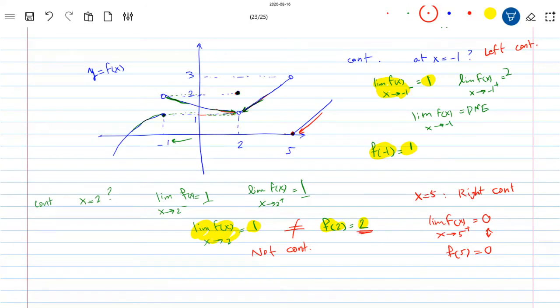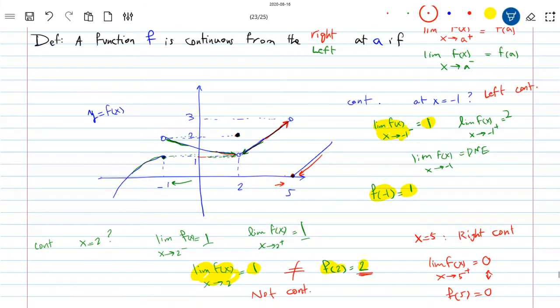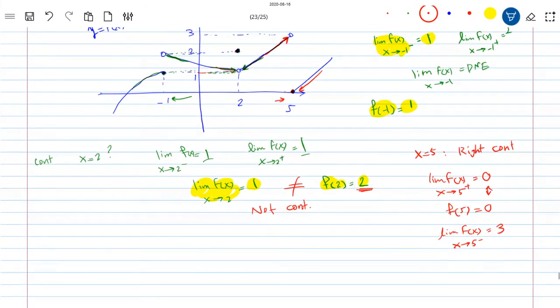But the left limit, f of x as x approaches 5 from the left side, is a different number. This is the y value of 3. If you approach 5 from the left side, that means following the curve from the left side, what you get as the y value is 3. Okay, so these are examples where you can see that the function is continuous from the right or left, or maybe discontinuous totally.